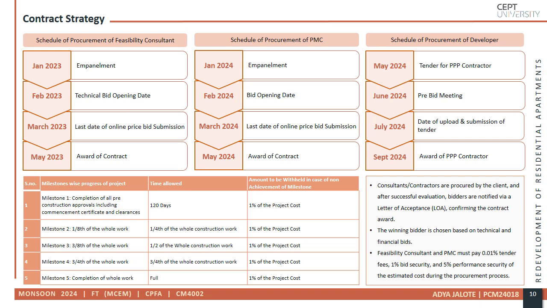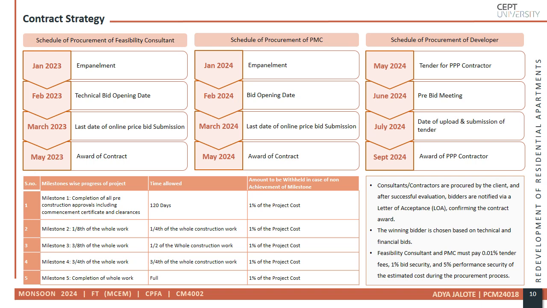Subsequent milestones correspond to incremental progress in construction work, such as completing one fourth, one half, and three fourths of the overall work. The final milestone is the completion of the entire project. This phased approach ensures timely delivery and discourages delays, protecting the interest of all stakeholders.